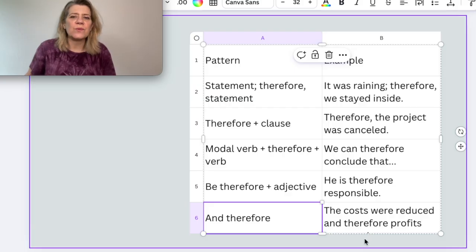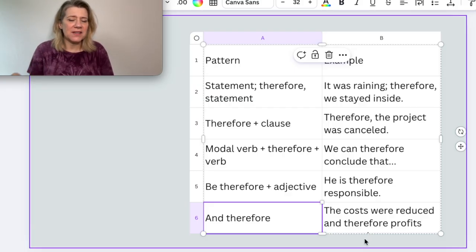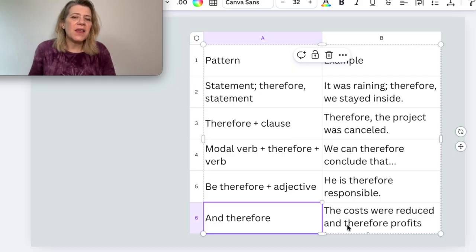The costs were reduced and therefore profits. So notice where we put therefore here. Therefore is taking the place of were reduced. It's like saying the costs were reduced, and so were the profits. Or the costs were reduced, and because the costs were reduced, the profits were also reduced. Okay, that's a very complicated way to say this sentence. We can say it very succinctly by saying the costs were reduced and therefore the profits. There's a lot of meaning in this sentence held in this one word, therefore.